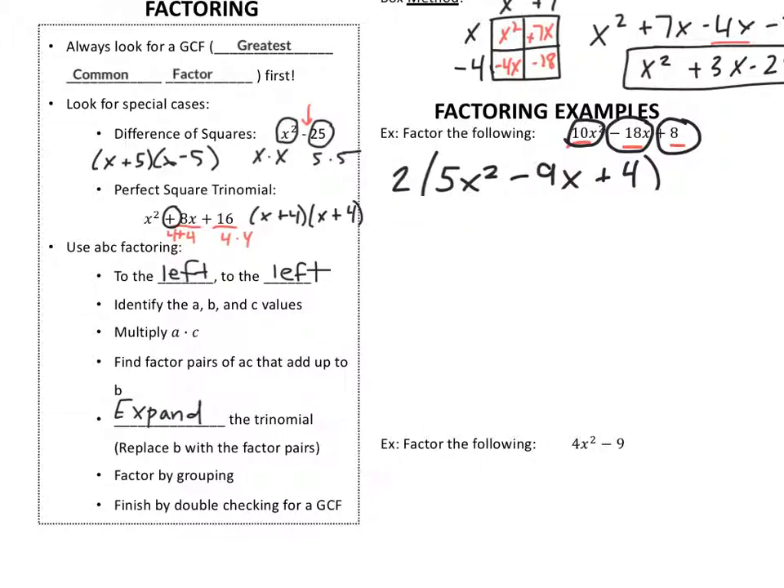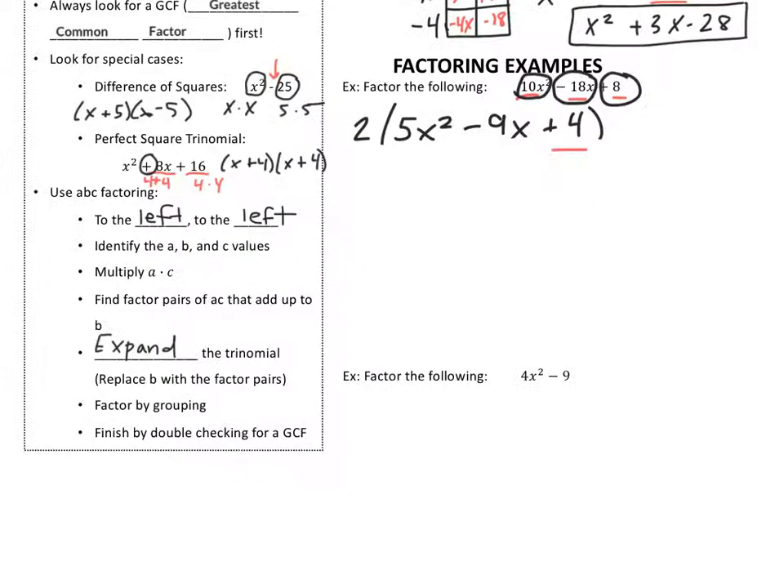After doing GCF, we would look for special cases. It's not a difference of squares because there are 3 terms in here. And it's not a perfect square trinomial because although 4 is a perfect square, the square root of 4 is 2, and 2 plus 2 does not equal 9 in that middle term. So that's not going to work. Now we're going to move to ABC factoring. I'm going to do this in blue off to the side. We need to identify our A, B, and C. Our A term is 5, our B term is 9, and our C term is 4. The next step is to multiply A times C.